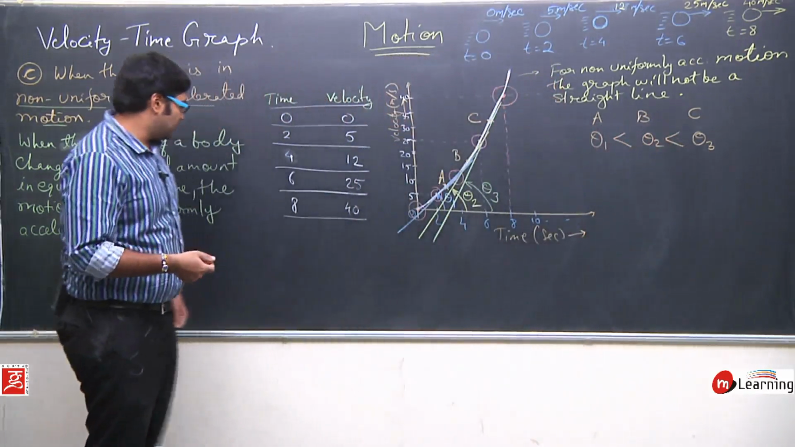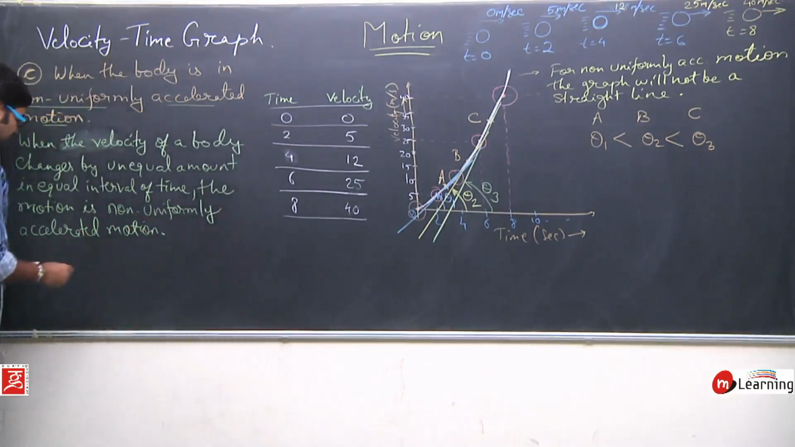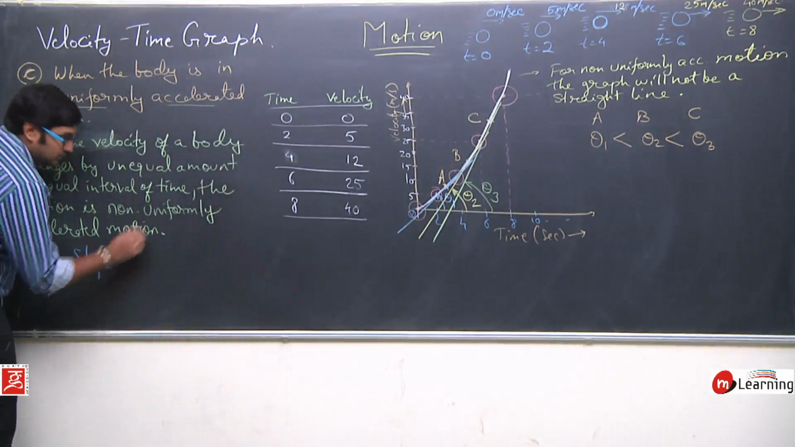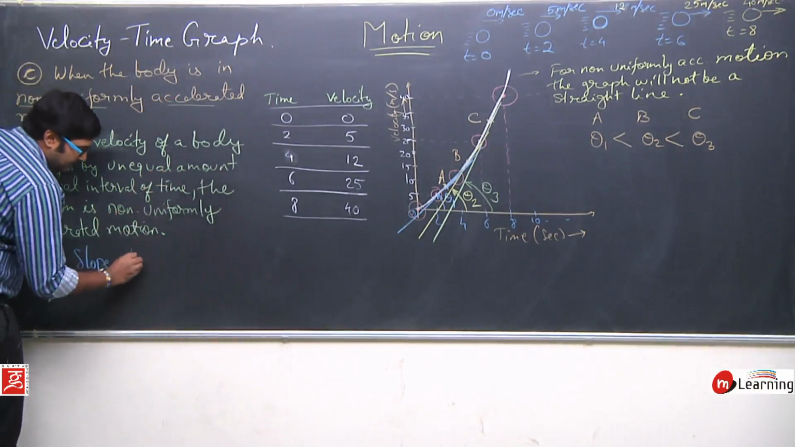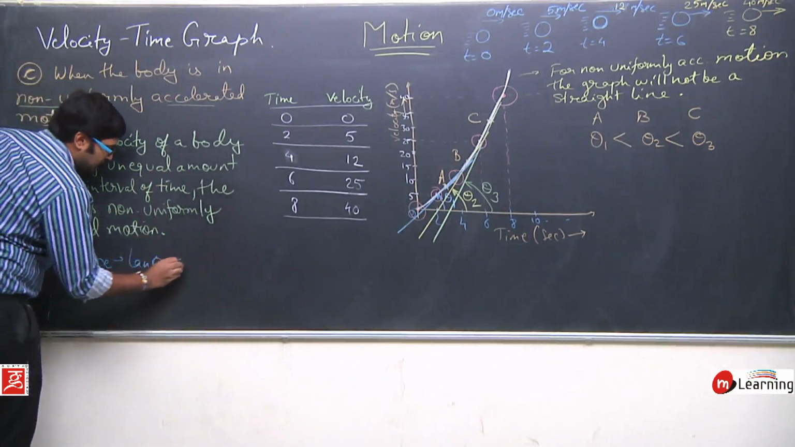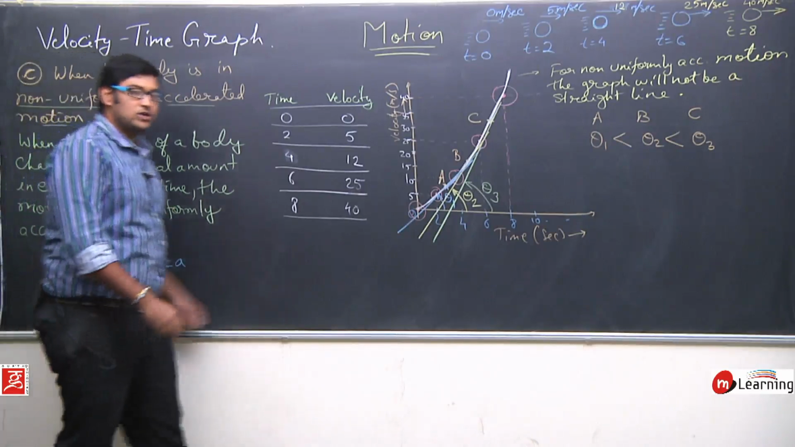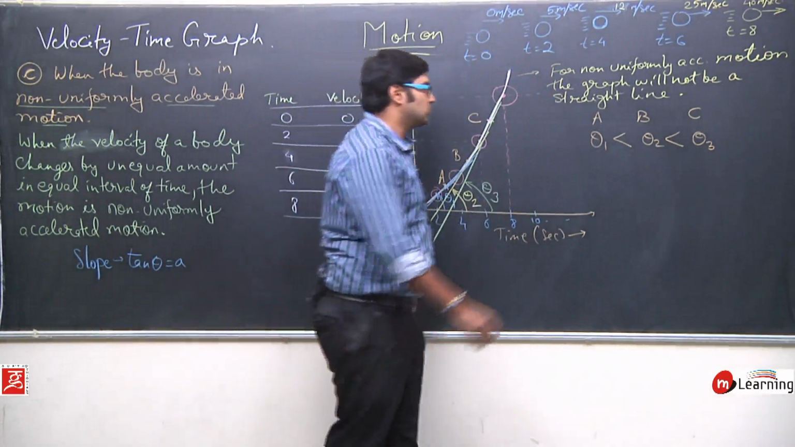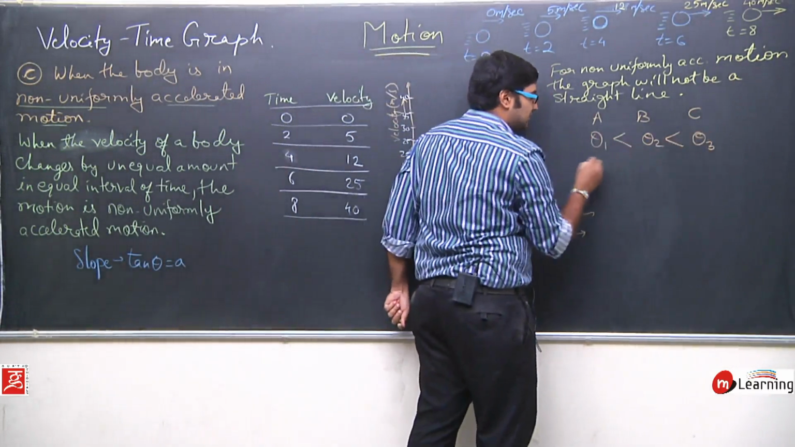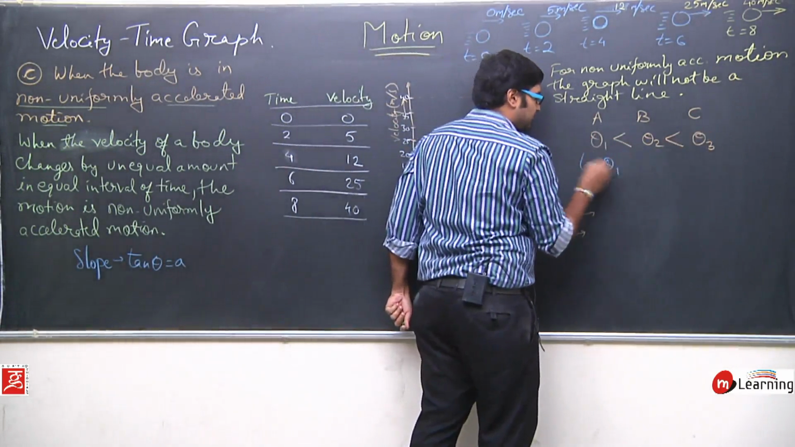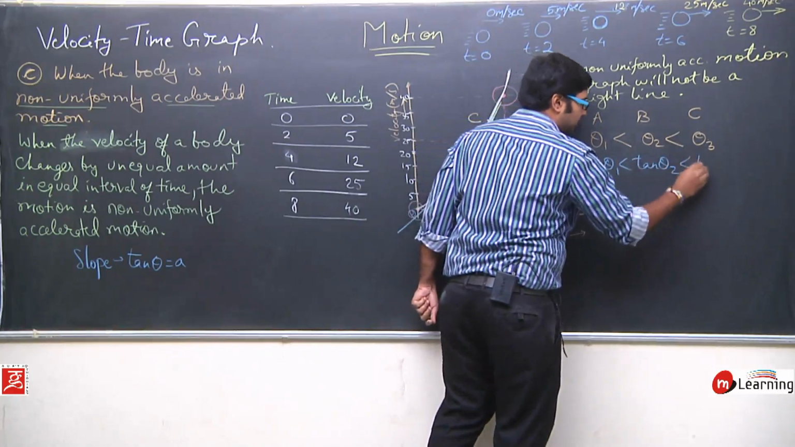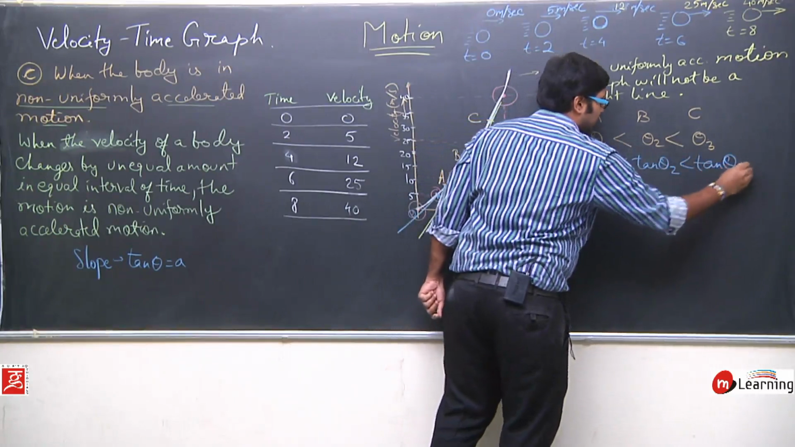And the most important point, we studied that the slope of this VT graph, the velocity time graph, that is tan theta, gives you the acceleration. So if theta increases, the acceleration will also increase. So you can see, tan theta 1 is smaller than tan theta 2 and tan theta 3.